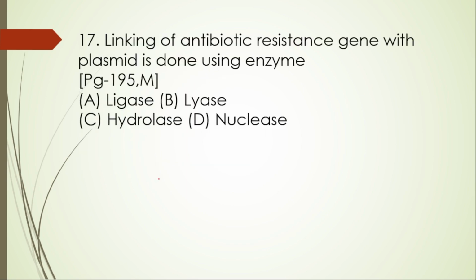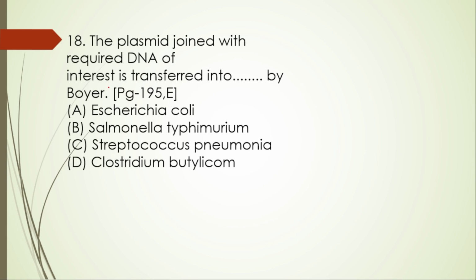17th question. Linking of antibiotic resistance gene with the plasmid is done using the enzyme. Linking means what? Like glue. Antibiotic resistance gene with the plasmid is linked with the help of what? Ligase enzyme. It is called molecular glue. This enzyme is used to join the DNA fragments together by forming phosphodiester bonds.